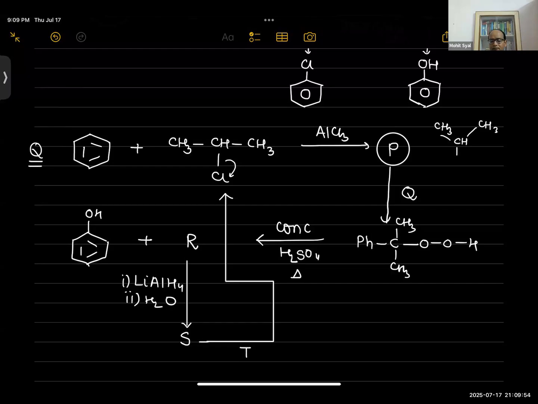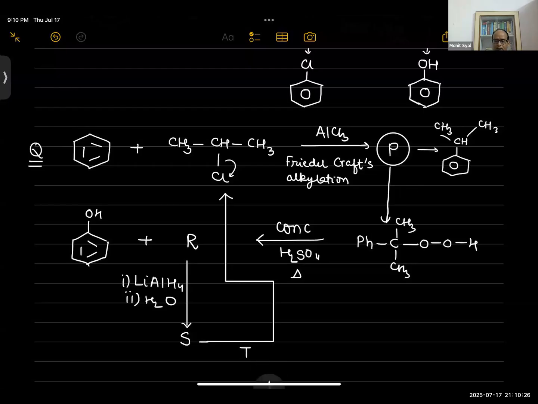Marwa, is it clear or not? Jasleen? Yes, sir. So what's the name? Friedel-Crafts alkylation. This is alkylation of the benzene ring. Now you have Q. Got it? This Q will convert this isopropyl benzene to this compound.